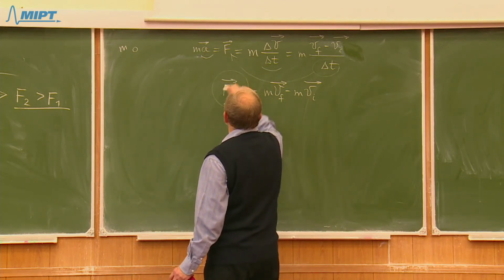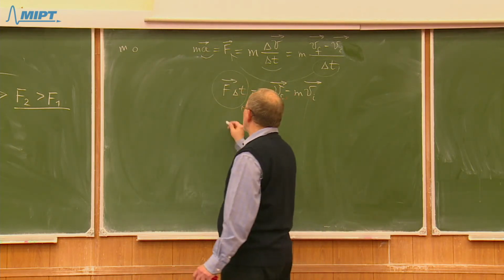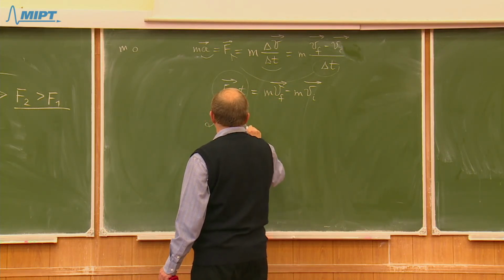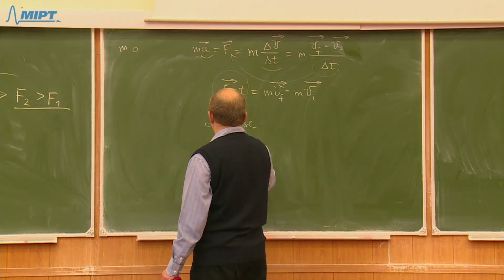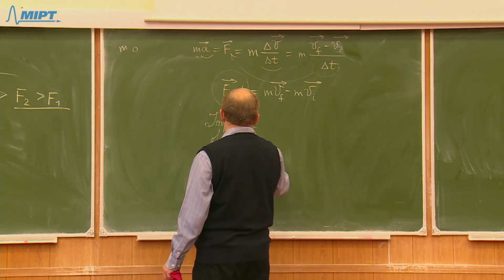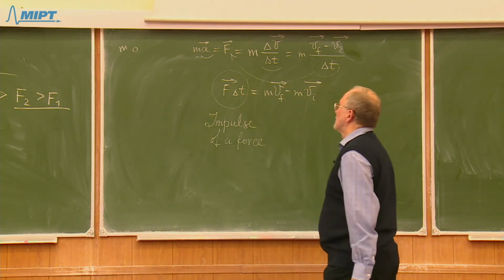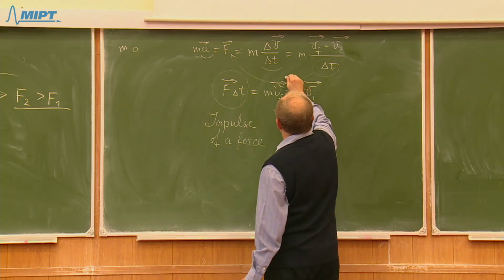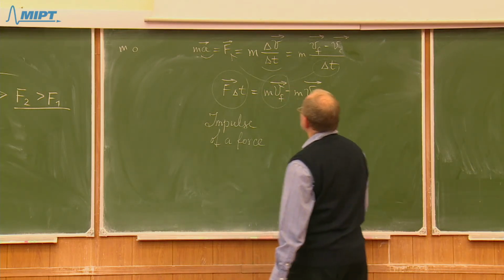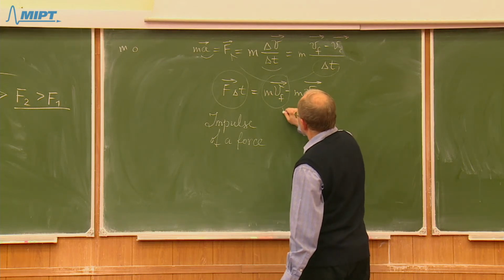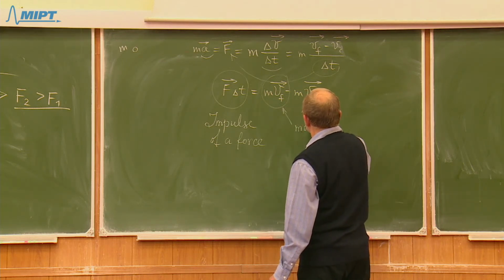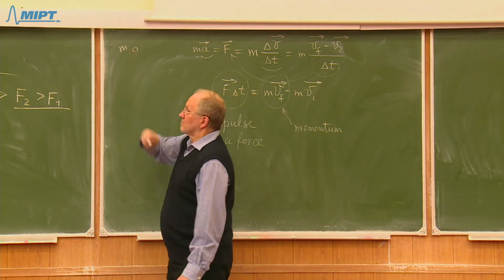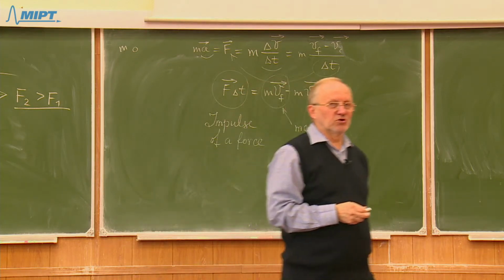This physical quantity is very important. It's called impulse of a force, or simply impulse. And this quantity is also very important. It's called momentum. Momentum of particle m, momentum of body m.